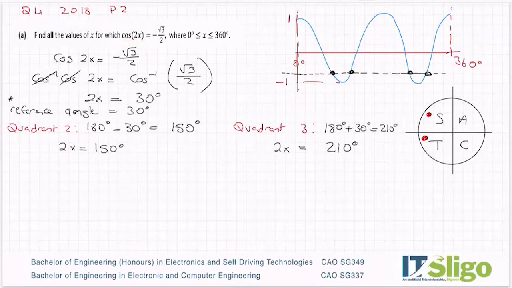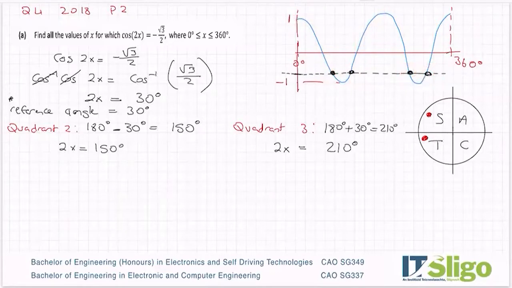Now I'm not finished yet. Remember we said there was 4 values. So what have I worked out with 150 and 210? Well, I've only found the 2 values on that first cycle of the cos wave. Okay, how do I find out these 2 then?